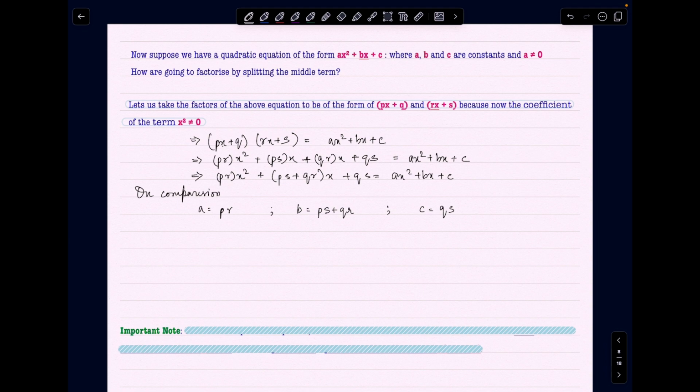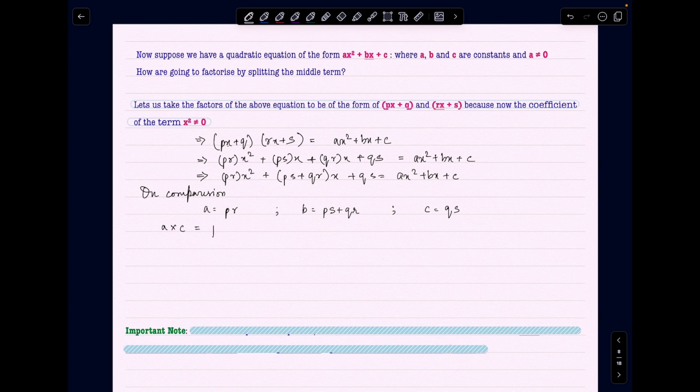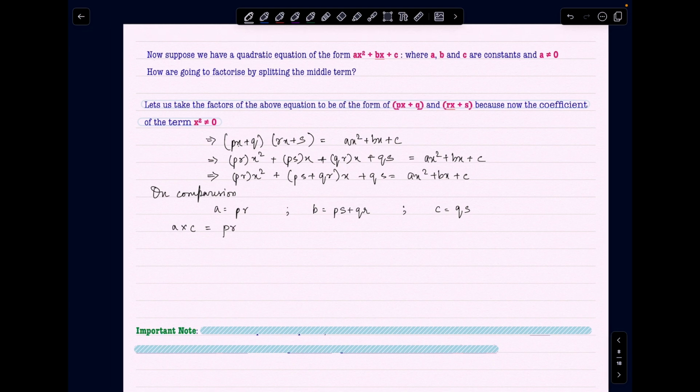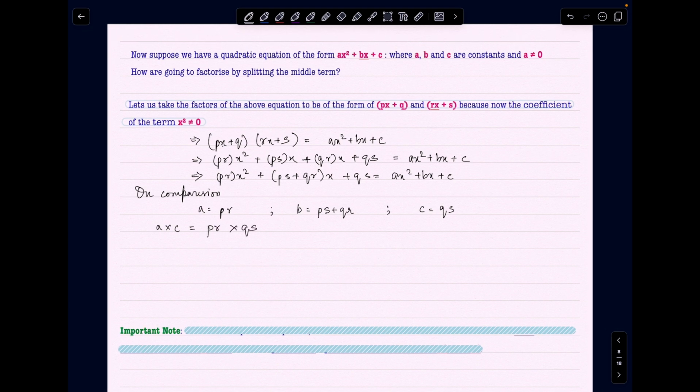Now suppose I do a into c. A into c is p into r into c, which is q into s. This is p into r into q into s. These four terms p, r, q, s are in multiplication. Since they are in multiplication, I can write p into s into q into r. So I am seeing that b is the addition of p into s plus q into r.